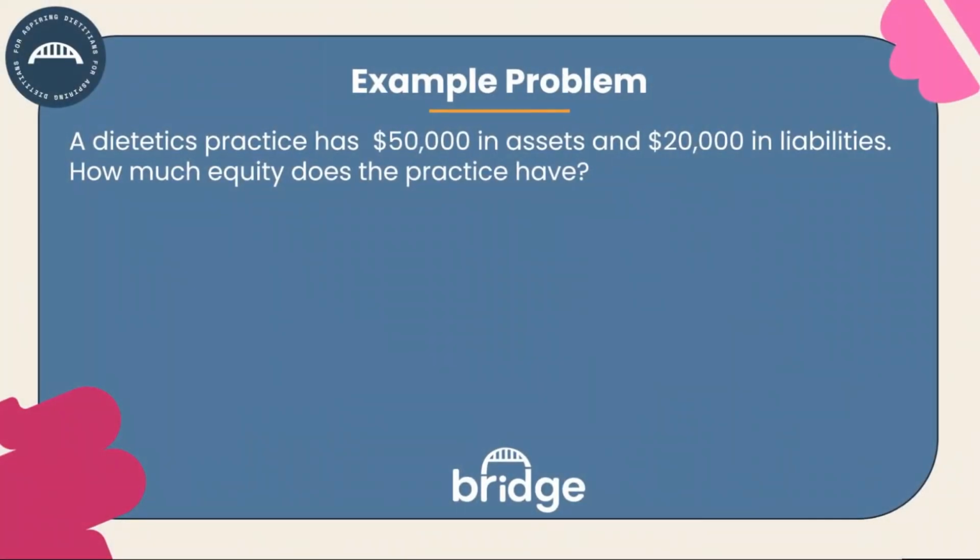In this first problem, we're told that a dietetics practice has $50,000 in assets, it has $20,000 in liabilities, and it asks for us to solve for equity. To solve for equity, we'll use the equation assets are equal to liabilities plus equity. And then we can just plug in what we already know. We have $50,000 in assets, we have $20,000 in liabilities, and we're solving for equity, which I'm going to call X. So 50,000 equals 20,000 plus X.